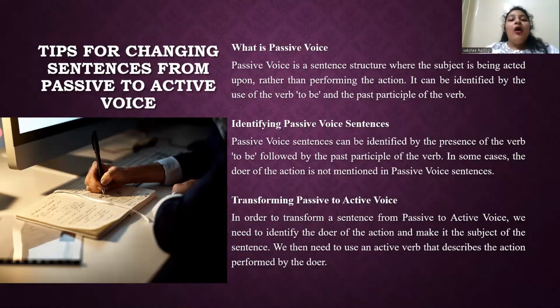Change the verb form, which means convert the passive verb form to active form. For example, was written becomes wrote. Swap the subject and agent. You have to make the agent the new subject and the original subject becomes the object. Check sentence structure. Adjust the sentence to conform to active voice word order: subject, verb, and object. Watch for clarity. Ensure that the active sentence is clear and concise, avoiding ambiguity or wordiness.